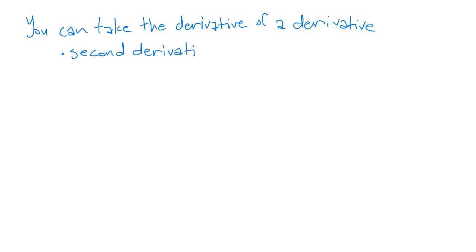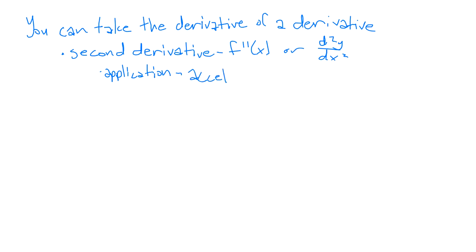And it would be marked as either f double prime of x or d squared y over dx squared. And real quick, an application for second derivatives, because this will come up, is going to be finding the acceleration when given position versus time.